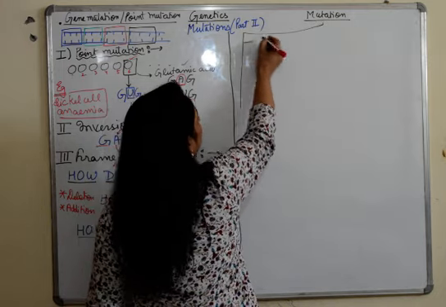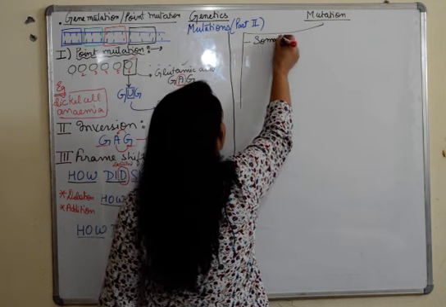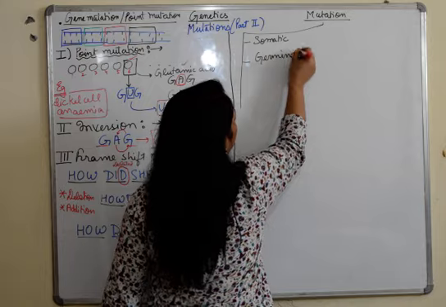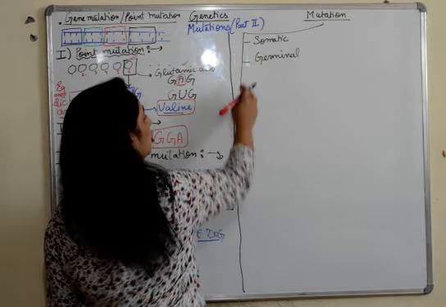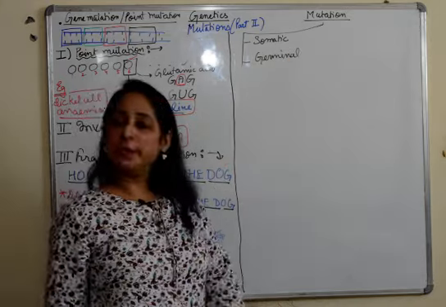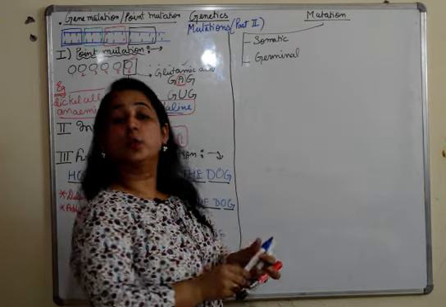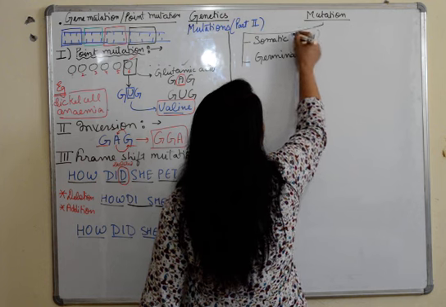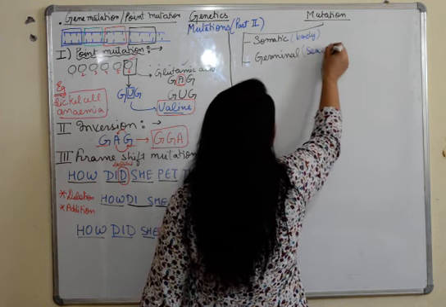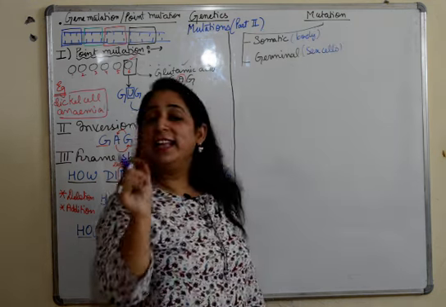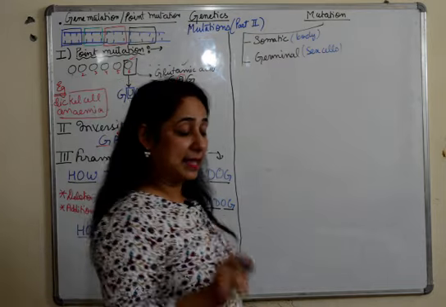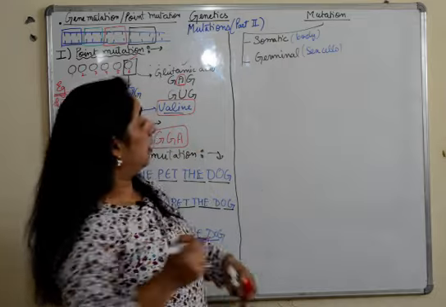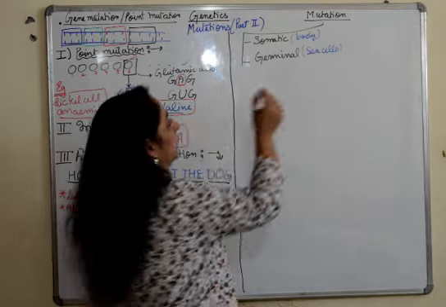Okay, the first one, somatic and germinal mutation. This is the first type, somatic mutation and germinal mutation. We all know what somatic cells are, body cells. What are germinal cells, sex cells. So any change in sex cells will lead to germinal mutations which will be inherited.